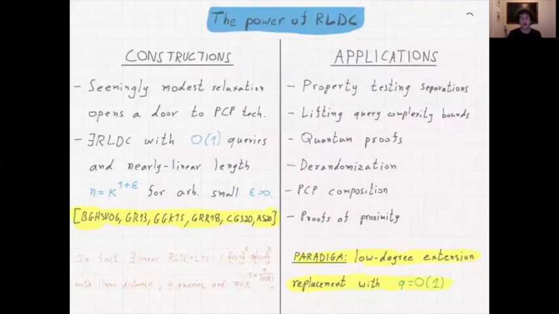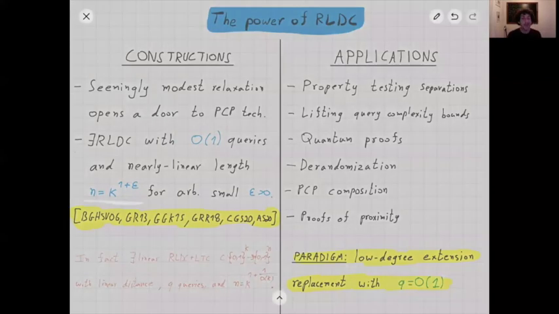So what do we know about relaxed LDCs? This is quite cool because this is a seemingly modest relaxation. We're not requiring too much, but it opens a door to all of the strong techniques that we have from the PCP literature. And quite remarkably, it turns out that if we allow this relaxation, then not only are we improving from sub-exponential length, but rather we get a constant query RLDC with a nearly linear length.